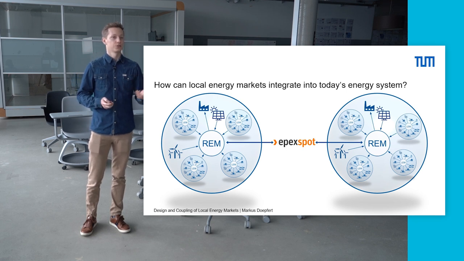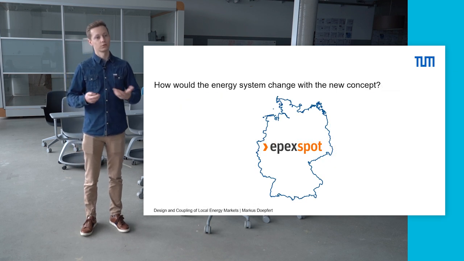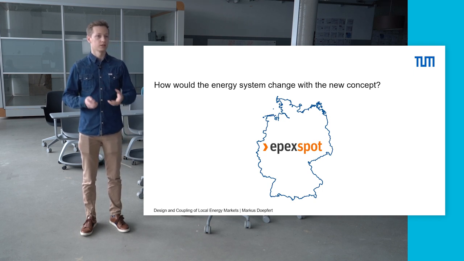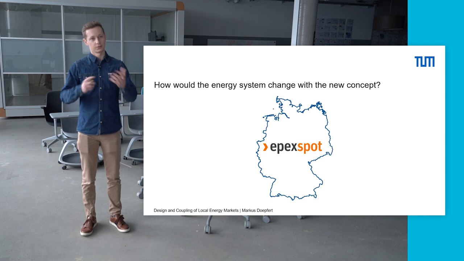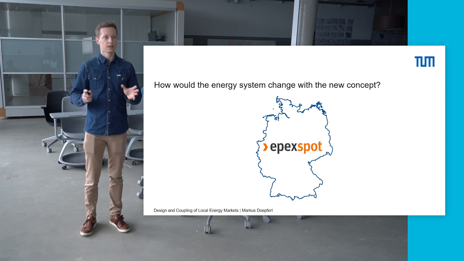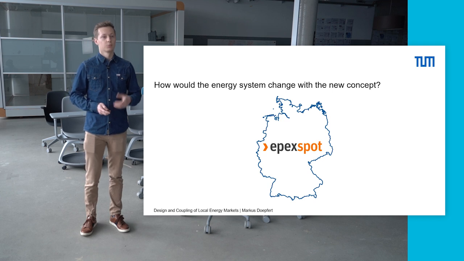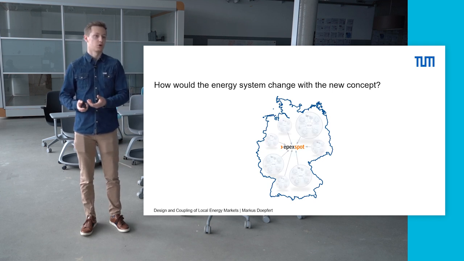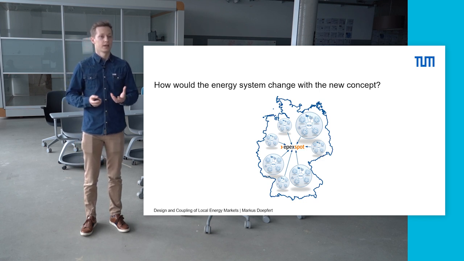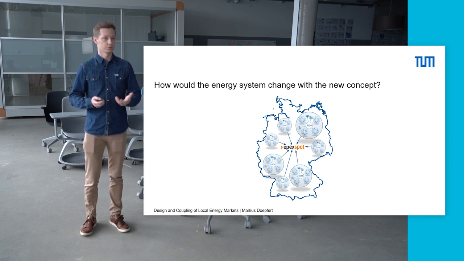How would the energy system then change from today's system to a future system with local and regional energy markets? Today it's fairly simple. We have auction markets like the EPEX spot that cover the entirety of, for example, Germany, so one price zone, and that one price is set for all the locations within that area. But in the future, the role of the EPEX spot would become smaller, while local and regional energy markets make up a bigger part, as they are able to represent the grid better and represent issues within the grid.